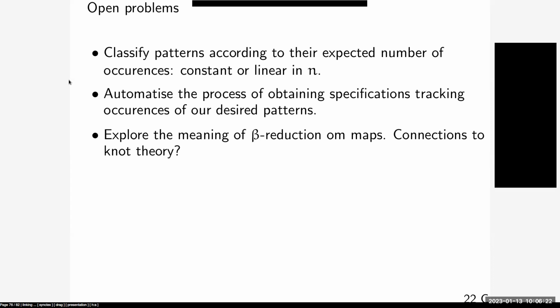And finally, it would be interesting to explore the meaning of beta reductions on maps a bit more and see what kind of connection it has to the knot theory, to the notion of knot trivalent maps, etc. That's it from me. Thank you.